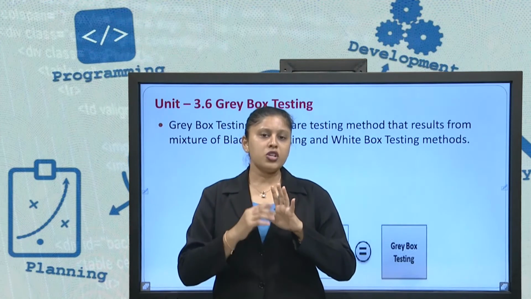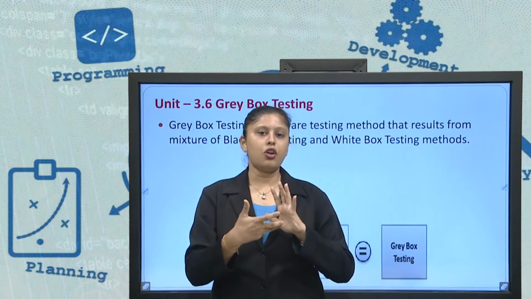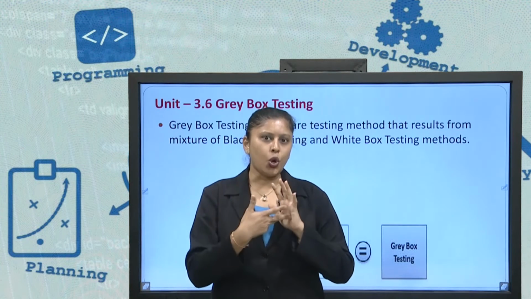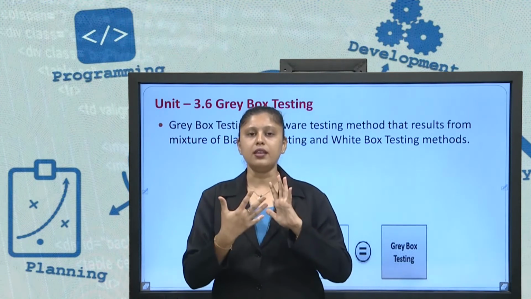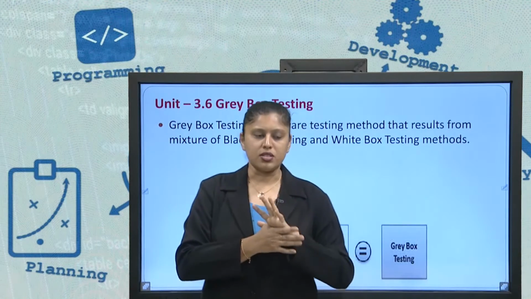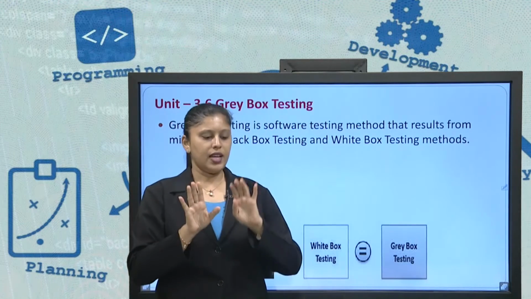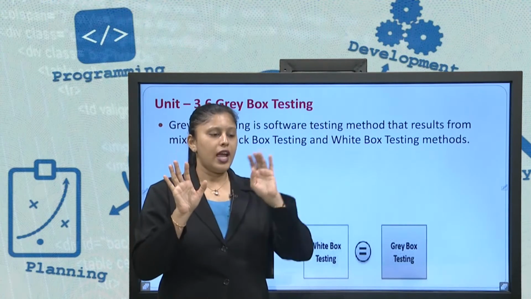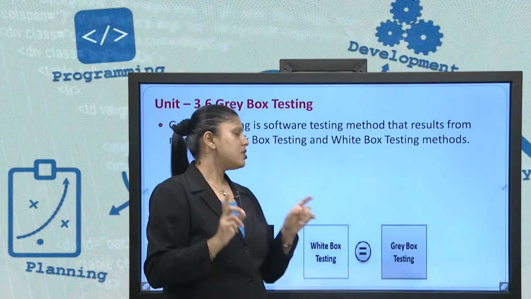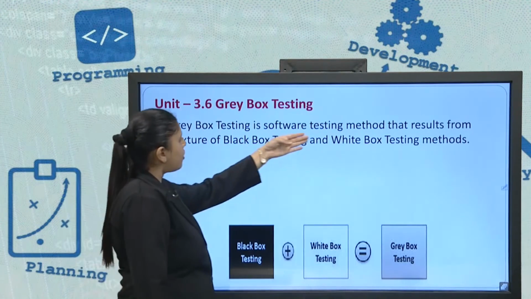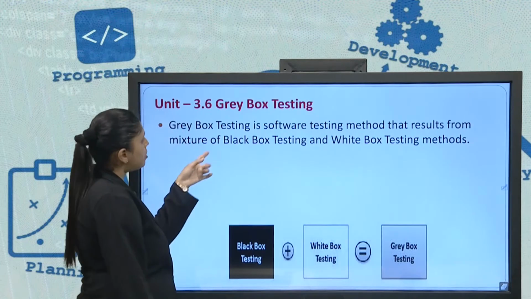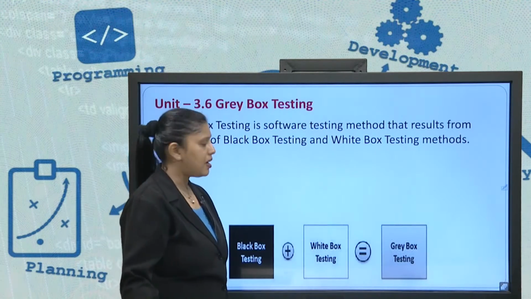While in white box testing we even check the internal structure of my program, we check the code, we check the functionalities, we check the cyclomatic complexity and all those things, alright, and that is called white box testing. Now, a mixture of both, that is, without internal structure and with internal structure testing, is something called Greybox testing. Greybox testing is a software testing method that results from a mixture of black box and white box testing methods.